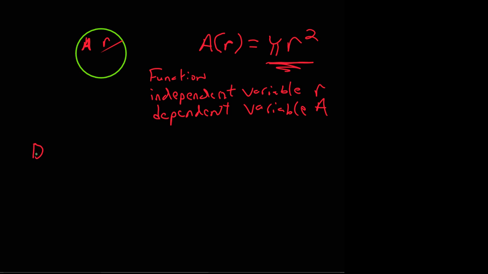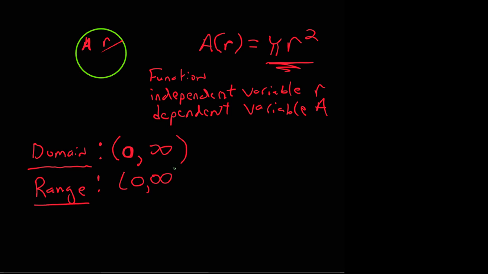The domain is, I'm going to exclude 0, right? Because a geometrical object with a radius of 0 isn't a circle. At the best, it's a point. And out to infinity. And so these are all the possible values of r that we can draw from. The range that gets returned is again from 0 to infinity.